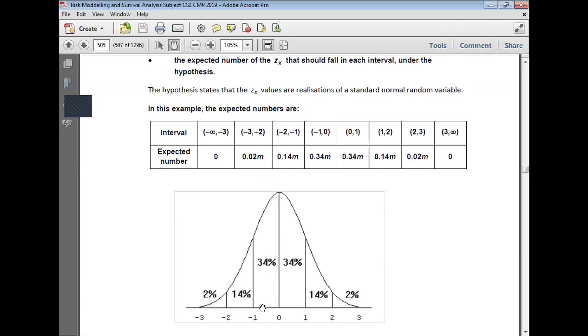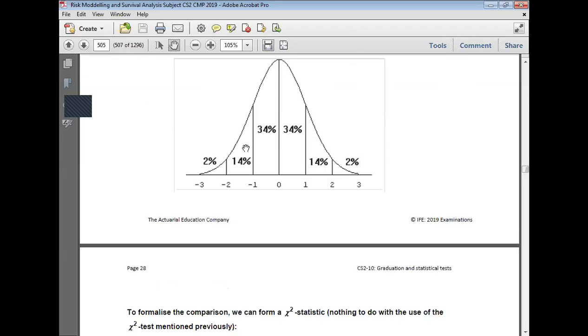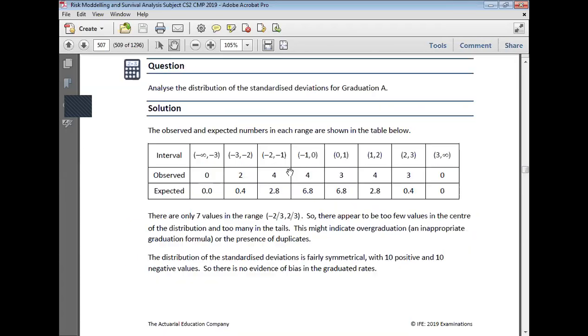And because you use that 20 to figure out your expected numbers, you have to subtract 1 degree of freedom from the number of age groups that you have. Perfect. Very good. Okay. Understood.